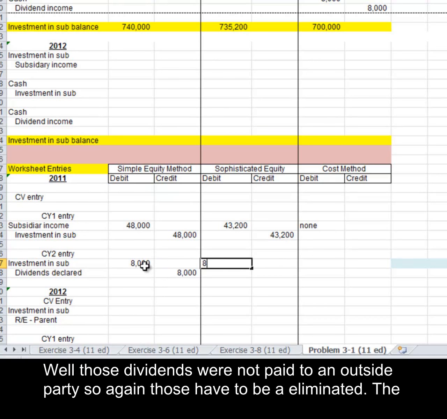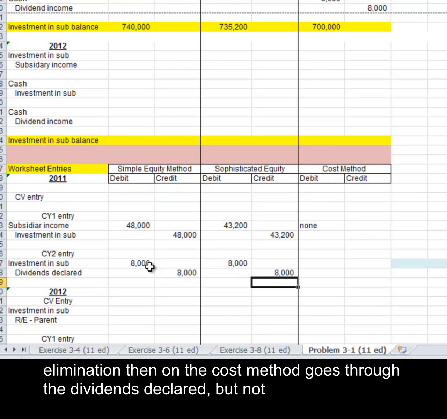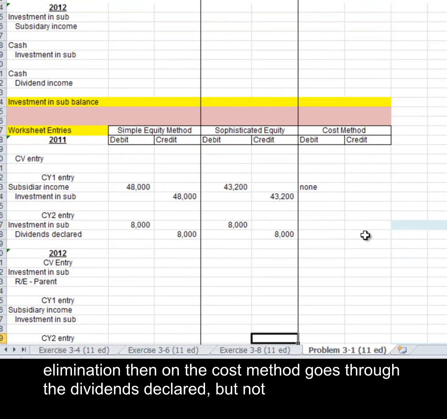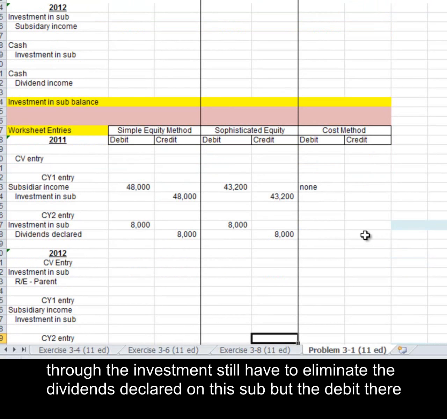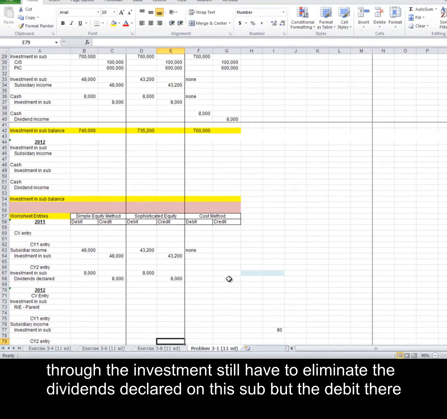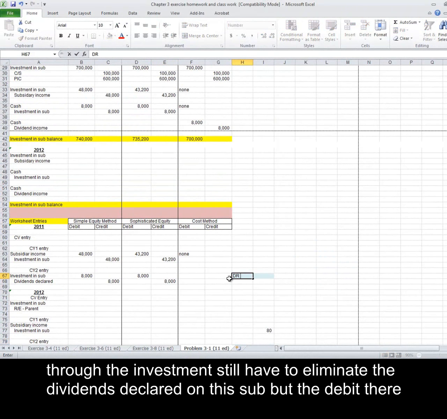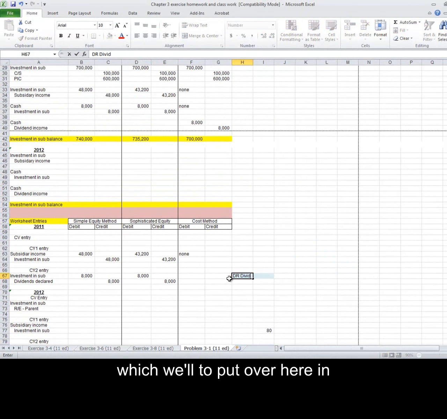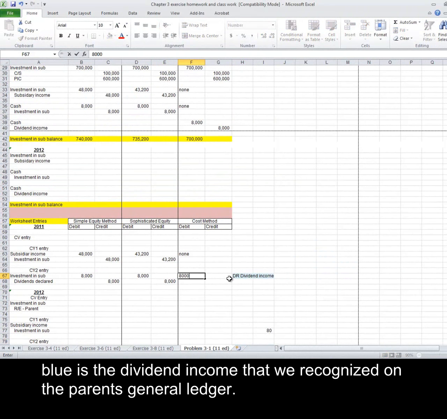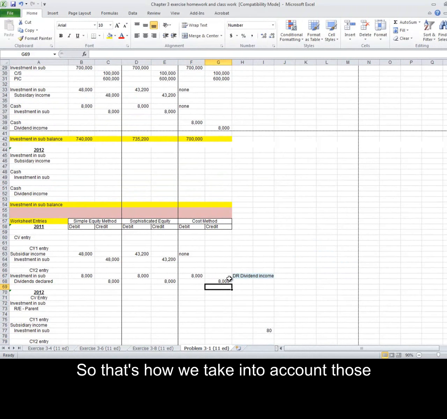Well, those dividends were not paid to an outside party, so again, those have to be eliminated. The elimination then on the cost method goes through the dividends declared, but not through the investment. You still have to eliminate the dividends declared on the sub, but the debit there, which we'll put over here in blue, is the dividend income that we recognized on the parent's general ledger. So that's how we take into account those items for CY1 and CY2.